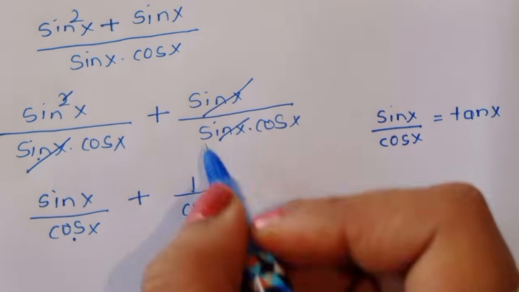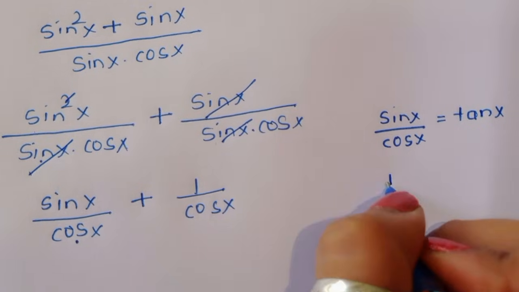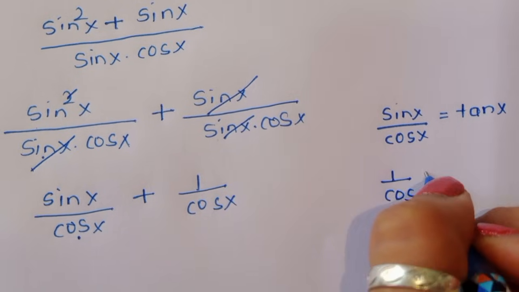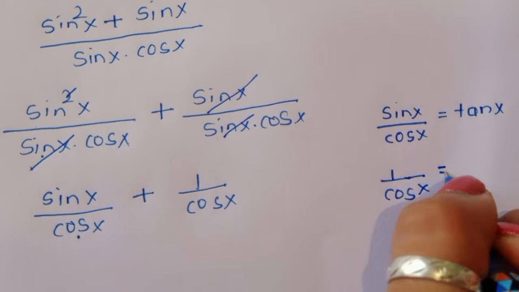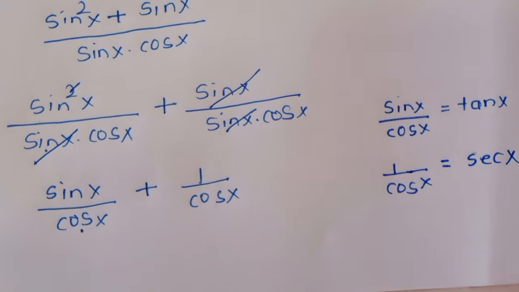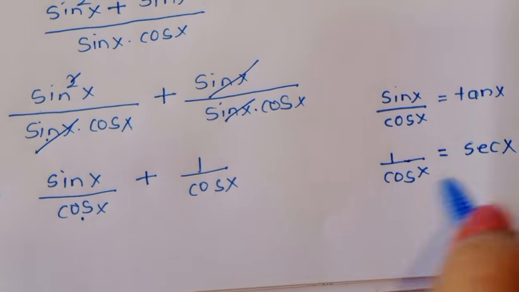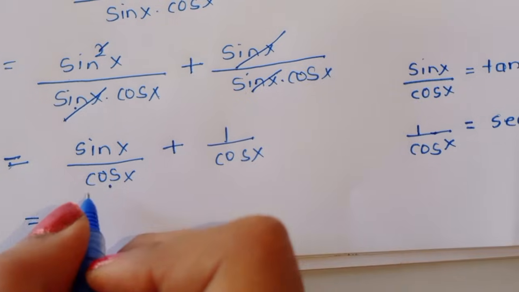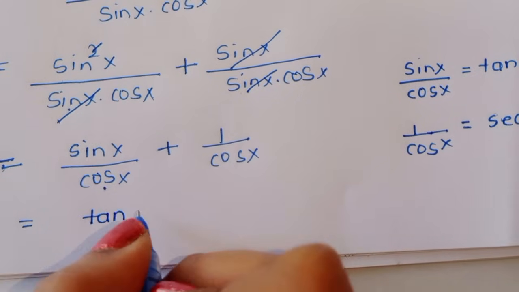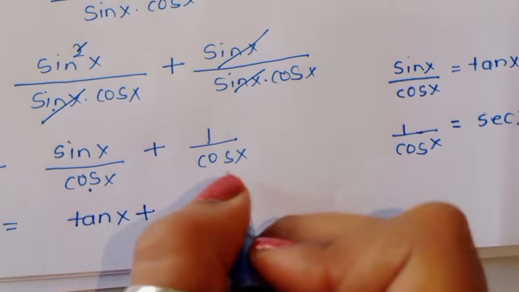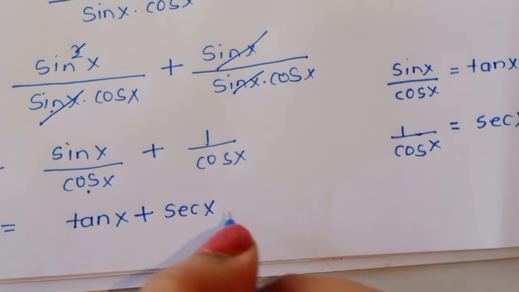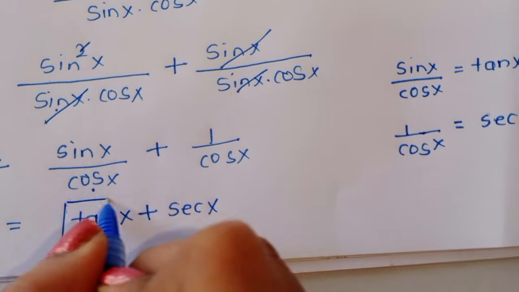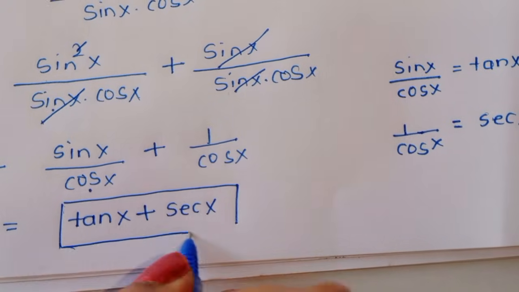And 1 upon cos x is equal to sec x. So using these two formulas, sin x divided by cos x is equal to tan x, plus 1 upon cos x is equal to sec x. So this is the value: tan x plus sec x.